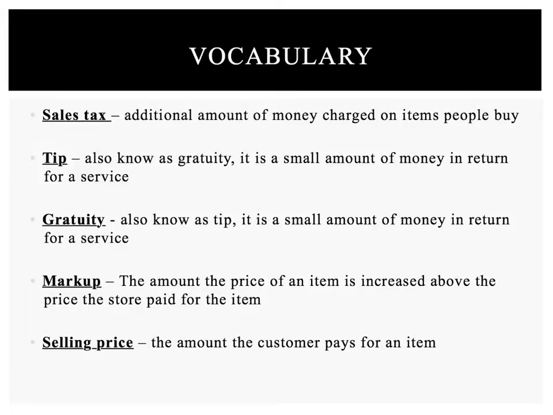Now, when we go shopping, markup is the amount the price of an item is increased above the price the store paid for the item. So, for example, if the store buys it at $1 and they sell it for $2, they've marked it up by $1, which is 100%. The selling price is the amount the customer pays for the item. So in that previous example, we paid $2. That would be the selling price. Make sure you copy all of this into your notes.